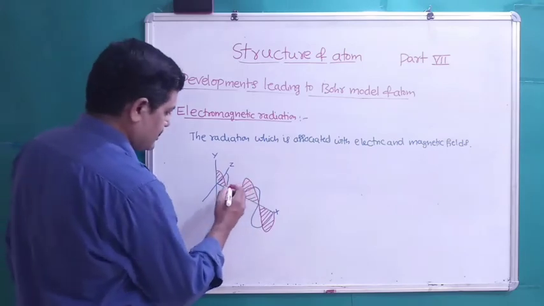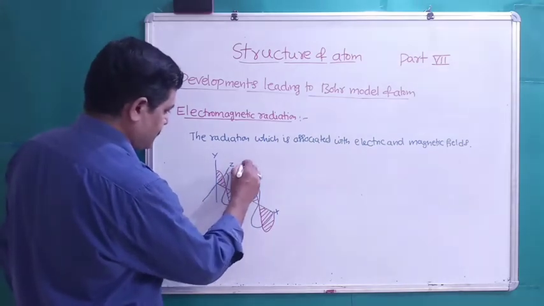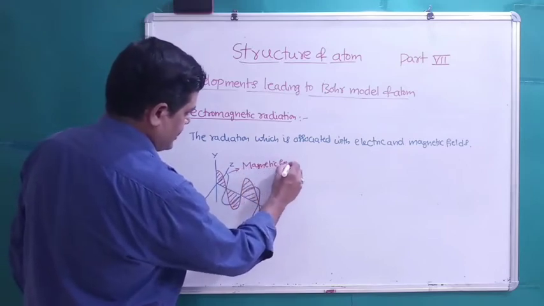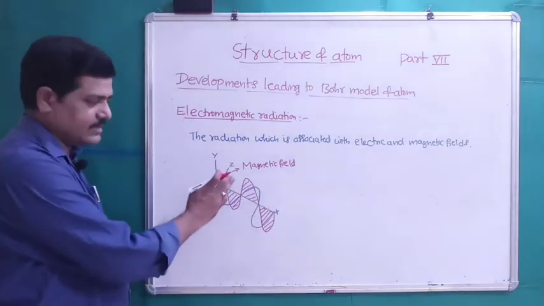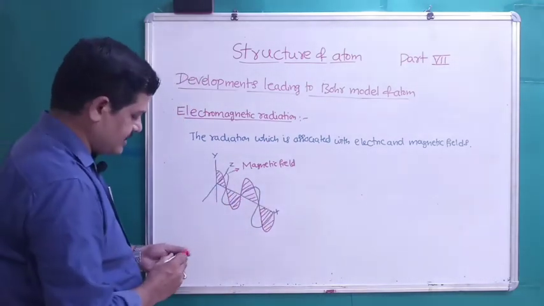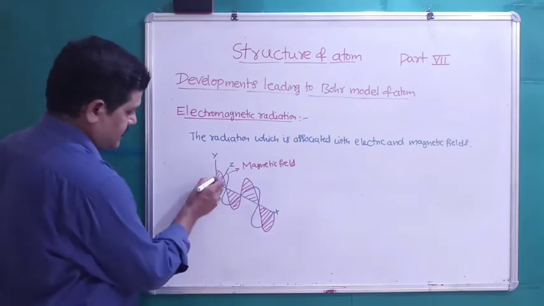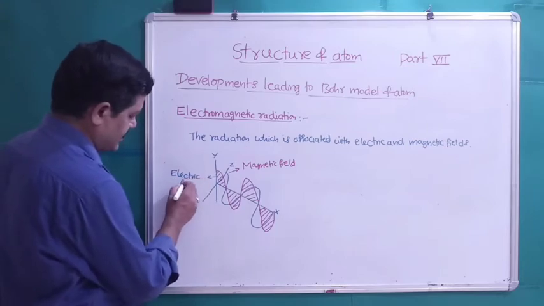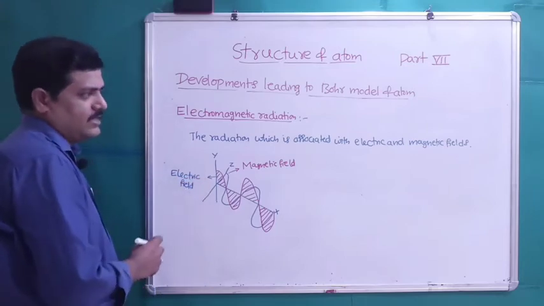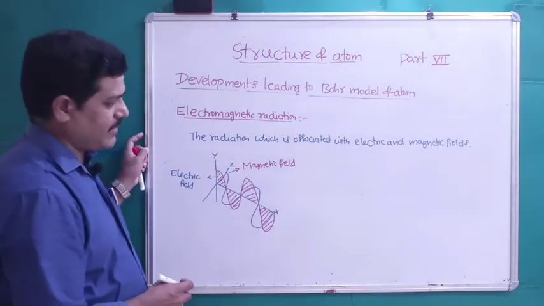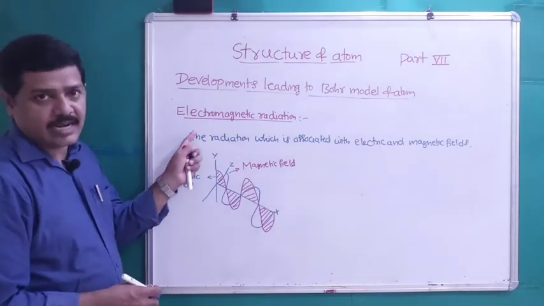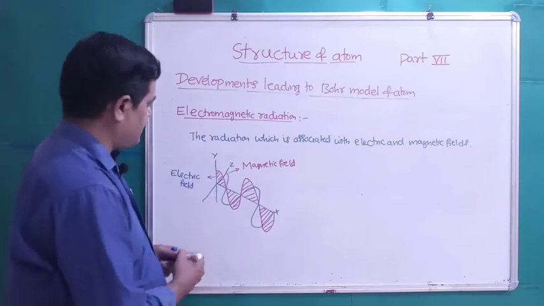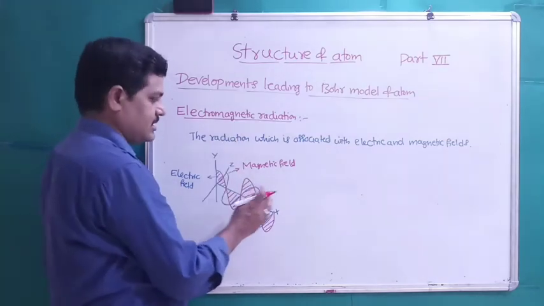Then along the z direction, the magnetic field component is oscillating, and along the y axis, the electric field component is present. So the radiation which is associated with electric and magnetic fields is known as electromagnetic radiation. And the properties of electromagnetic radiation, let us discuss now.